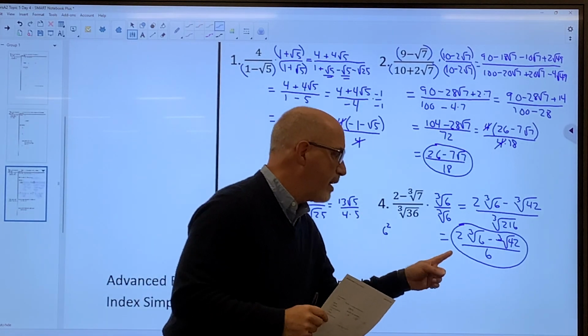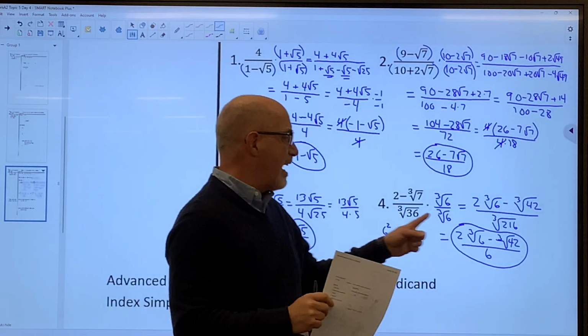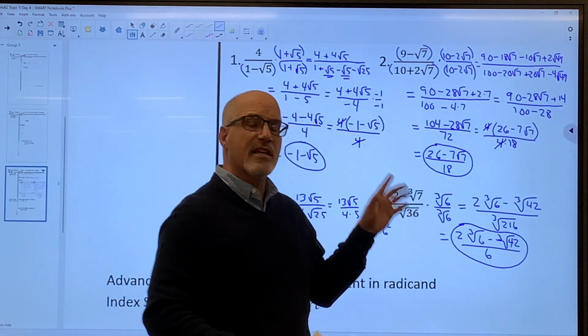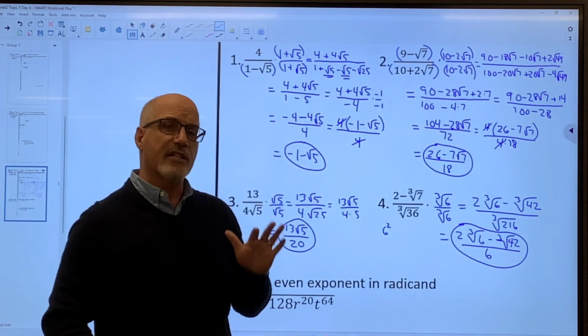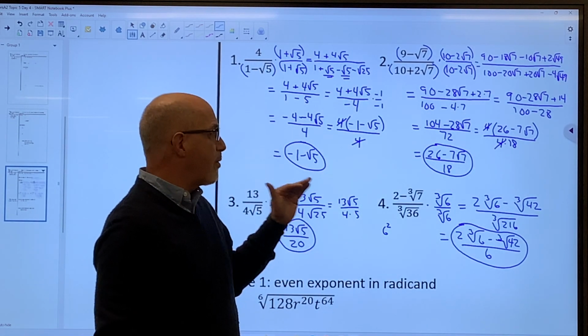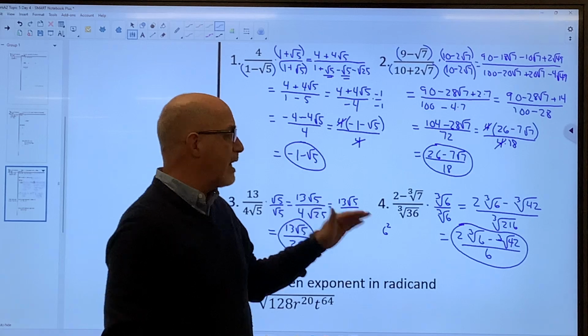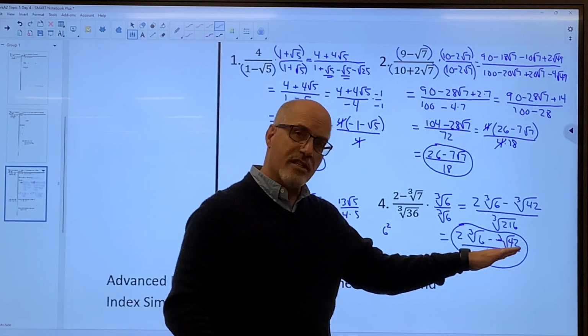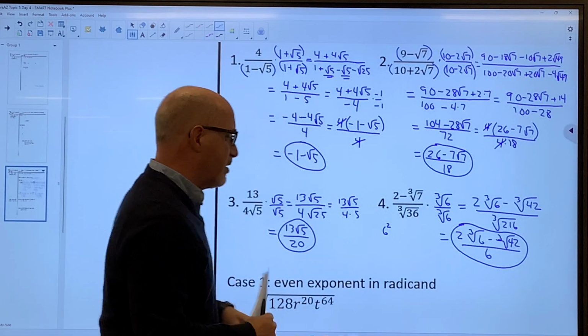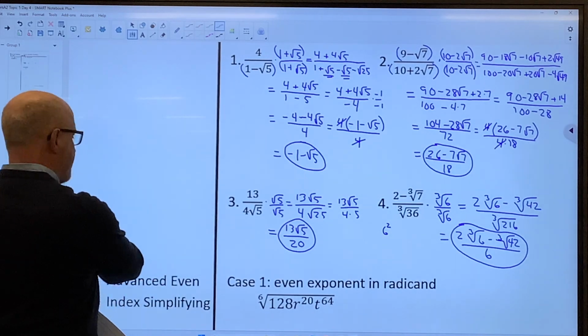Now, just a point on this, you might look at this and say, how is that any simpler than this? Remember, the overarching idea is when you're simplifying and you have radicals, you aren't allowed to leave radicals in the denominator. So that's what we've done, is eliminated the radical in the denominator.